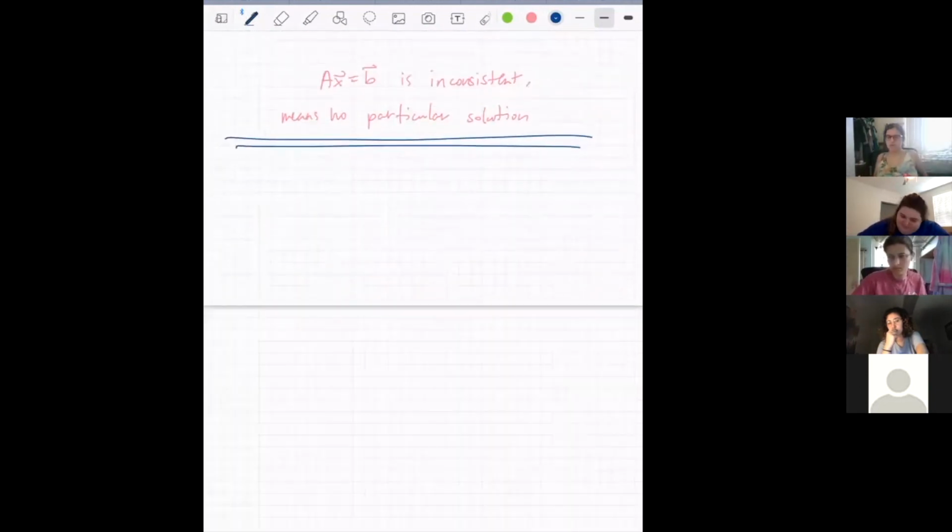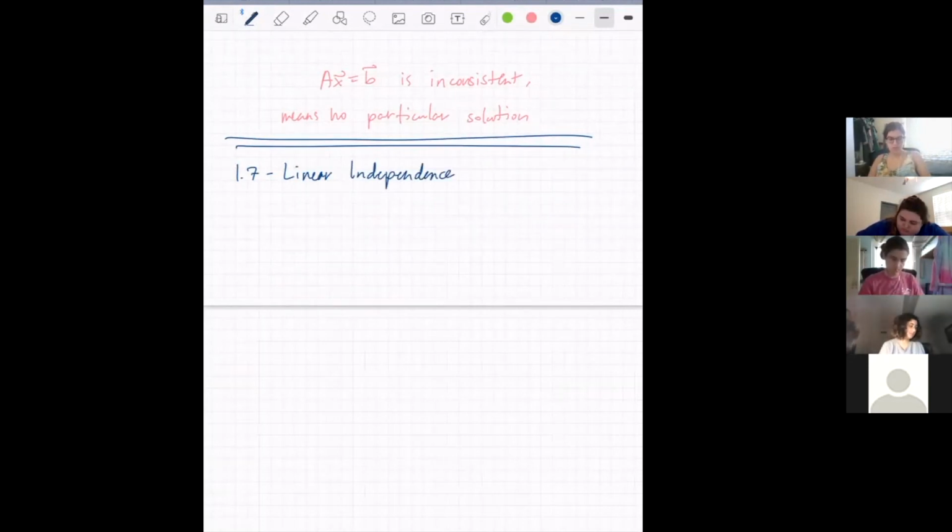Okay, so we get to move on to section 1.7. So this is on linear independence. Right? And this is a pretty important concept in linear algebra. So the definition might seem a little strange. It's actually easier to state the definition of linear dependence. So I'm going to do that first. So definition. This is a property of a collection of vectors. So a set.